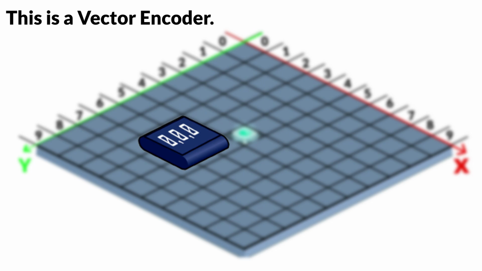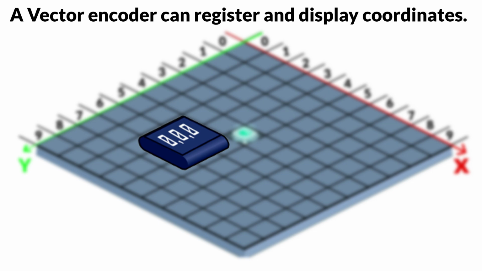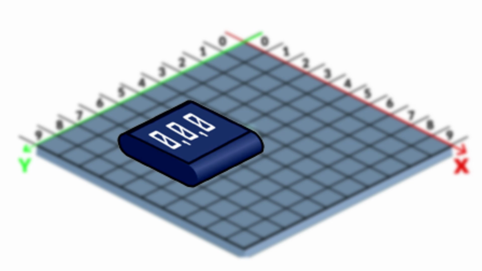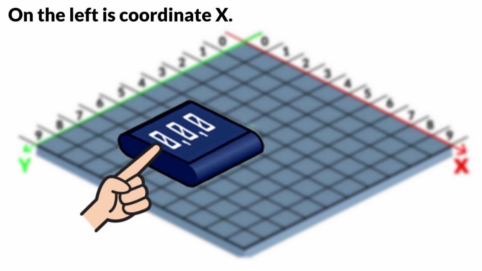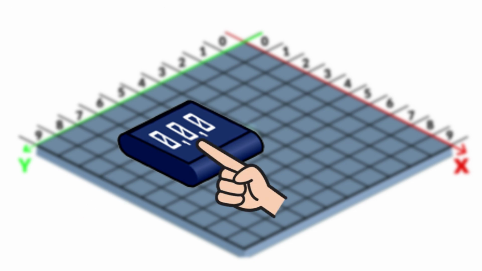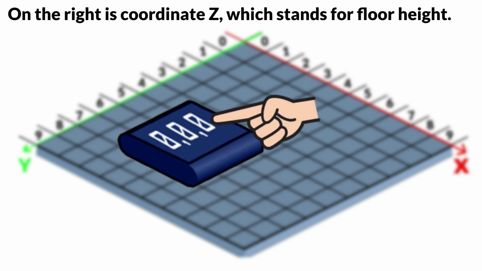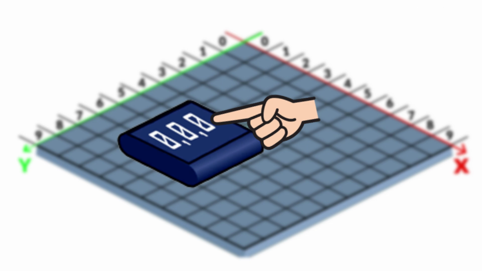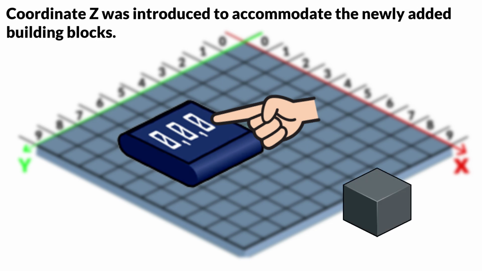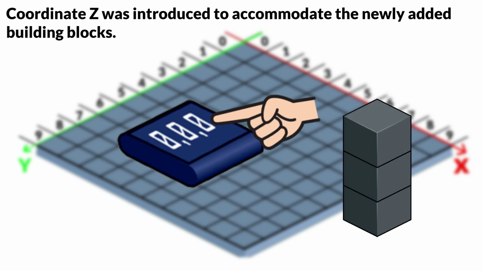This is a vector encoder. A vector encoder can register and display coordinates. On the left is coordinate X. In the middle is coordinate Y. On the right is coordinate Z, which stands for floor height. Coordinate Z was introduced to accommodate the newly added building blocks.